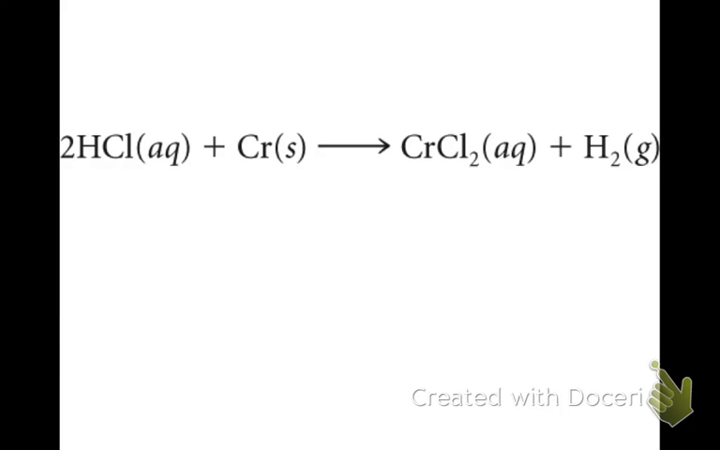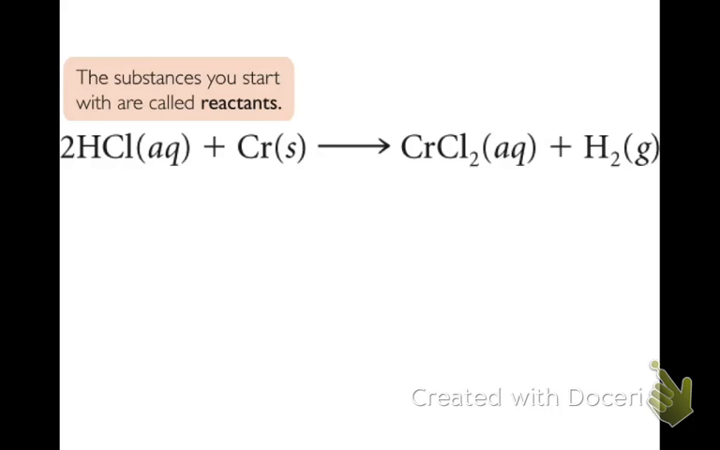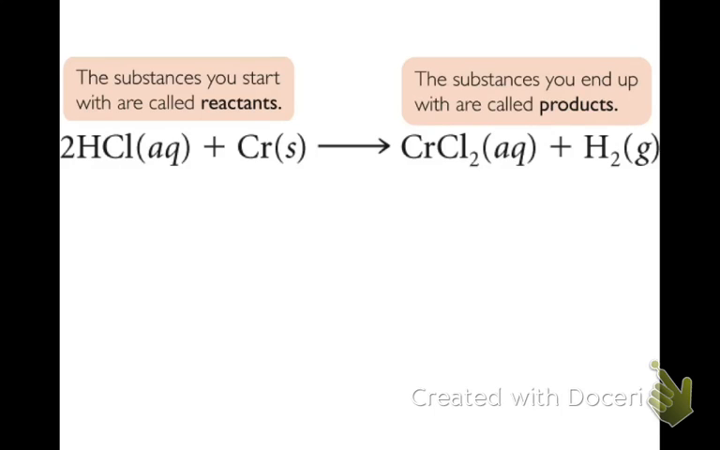Here's a chemical equation. We have 2HCl(aq) plus Cr(s) produces, that arrow represents produces or yields, CrCl2(aq) and H2(g). The substances on the left-hand side of the arrow are called the reactants, and the substances on the right-hand side are called the products. We need to make sure we know how to name these as well. So HCl, we know is hydrochloric acid, and it's aqueous, so we say aqueous hydrochloric acid.